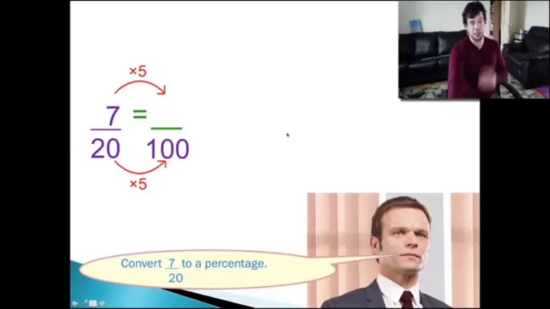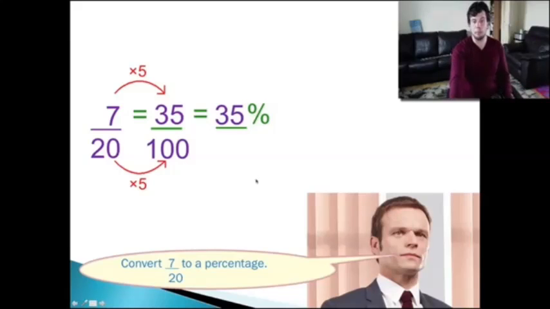7 times 5 is 35. A fraction over 100 is a percentage. Percentage means out of 100. A quick way of remembering that, there's the 1, a straight line, there's a 0, there's a 0, 100. So how many percent have we got? Let's read the numerator, 35%.